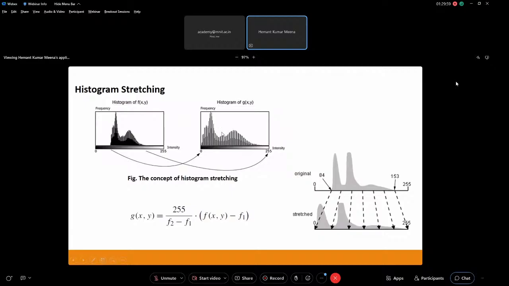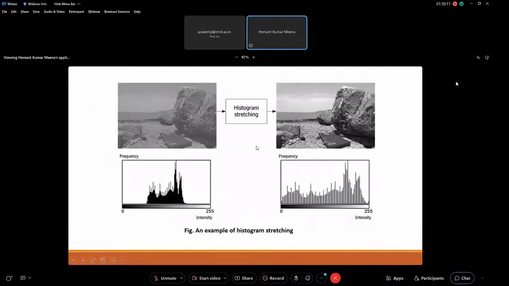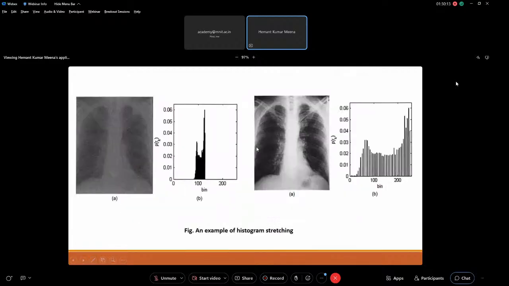Again, if we see this image, it is the high contrast image that you are seeing there. It is the low contrast image because it is high widespread. So those people who are new to image processing and want to start it, please apply histogram stretching, and 90% of the time it gives very, very good results.